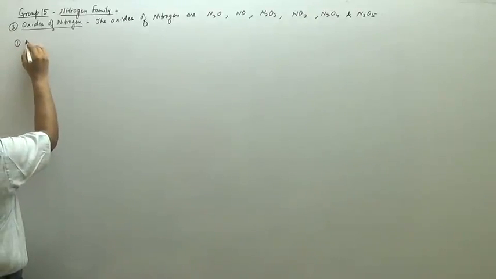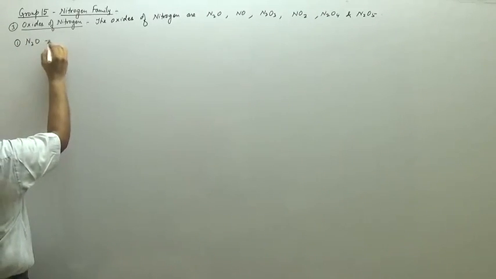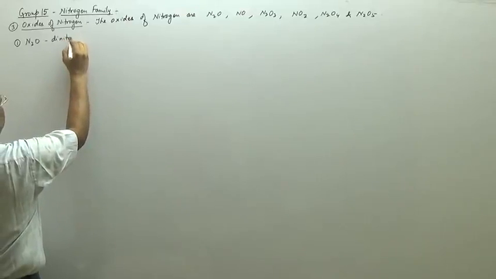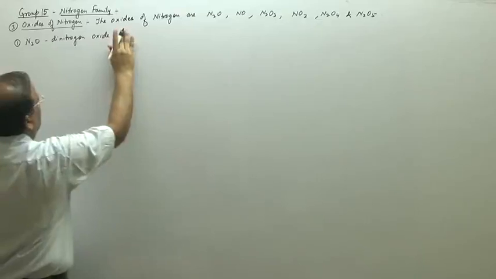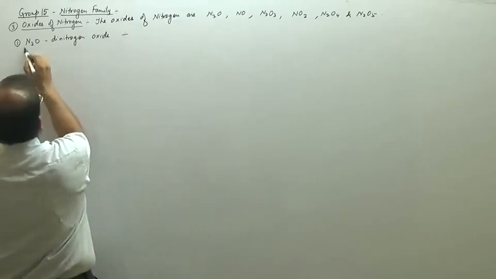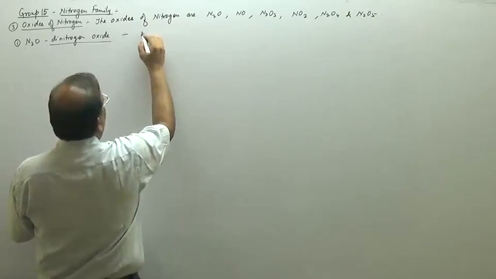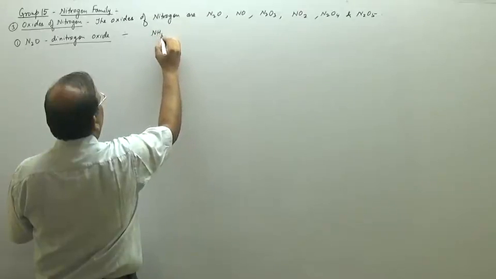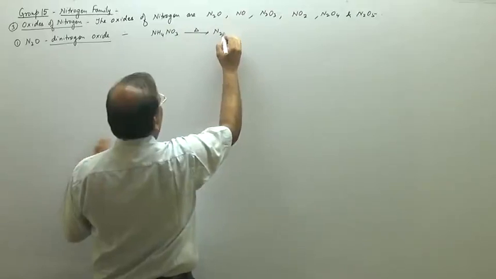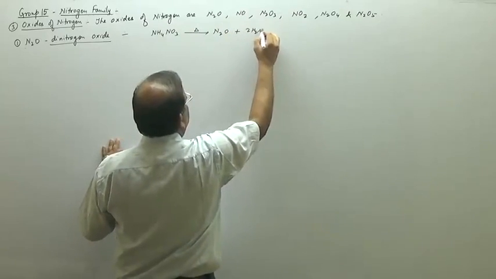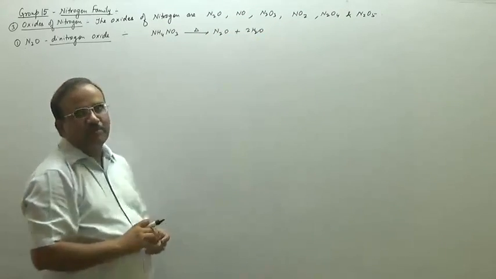First is dinitrogen oxide. For the preparation of dinitrogen oxide, when ammonium nitrate is heated, it gets converted into N2O plus twice H2O. So dinitrogen oxide is generally prepared by this method.